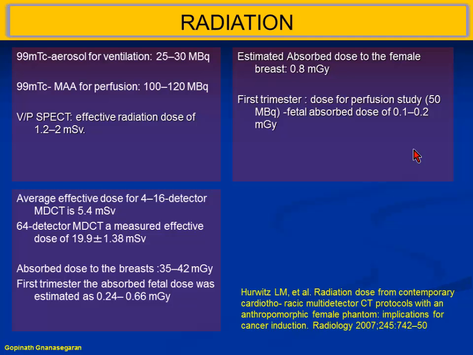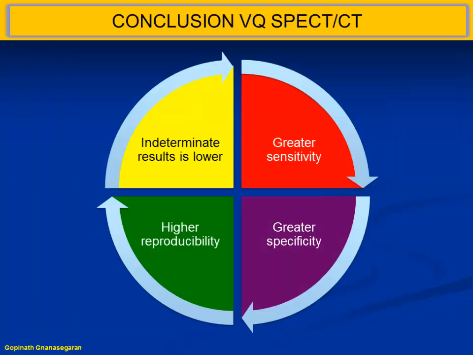Radiation, this is the last bit I will cover. If you use a CTPA, it's about 5.4. If you use a high level 64 slice, it is approximately 20 millisievert you are going to give, and the absorbed dose to the breast is about 35 to 42 in the first trimester, and the dose to the fetus has also been explained. So in general, if you are doing a VQ SPECT, the effective radiation dose is about 1.2 to 2 millisievert. If you add a low dose CT to that, the radiation becomes 1 millisievert more. Totally for 3 millisievert you can do a SPECT CT.